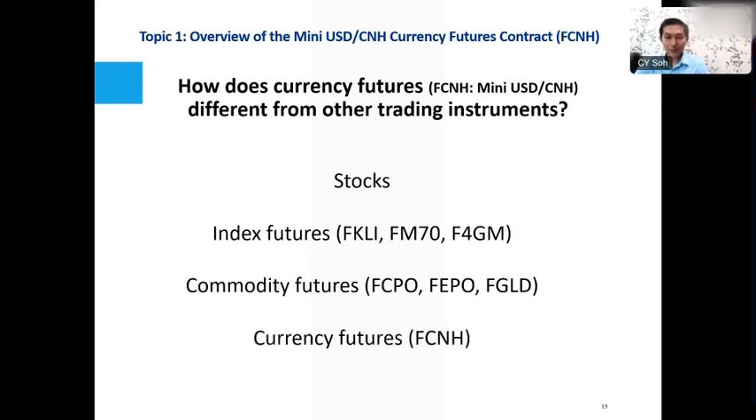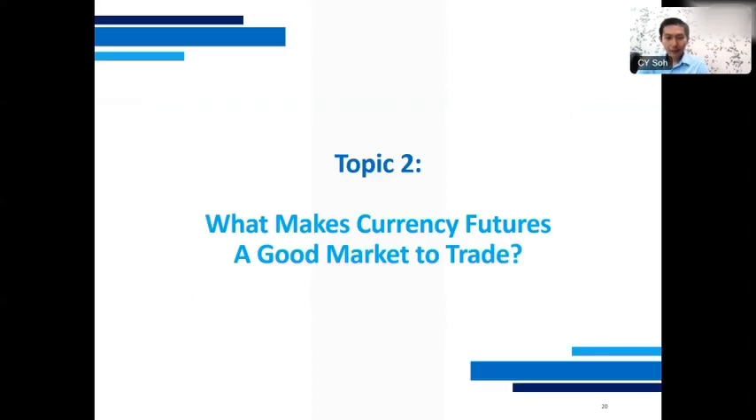And lastly, currency futures. Here we have a new futures, which is the FCNH. It has entirely different fundamentals to look at. Later on, we are going to look at it, and in currency futures, you can also trade both up and down directions. Now, in the next topic, we are going to look at what makes currency futures a good market to trade.